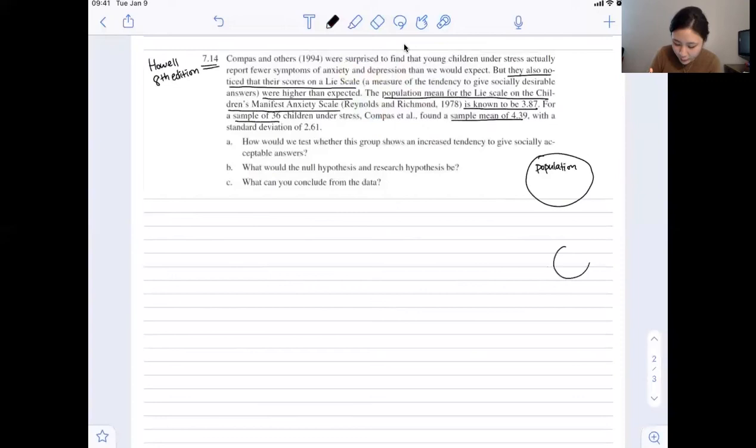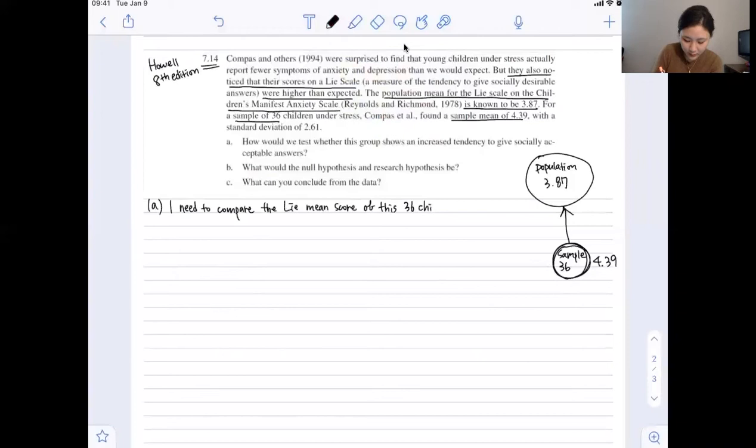However, we only have a sample of 36 children. So we need to make an inference to the population with only the sample. And we know the sample mean is 4.39, and the population mean is known as 3.87.